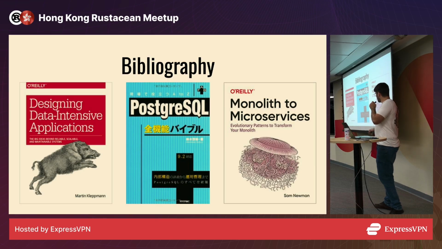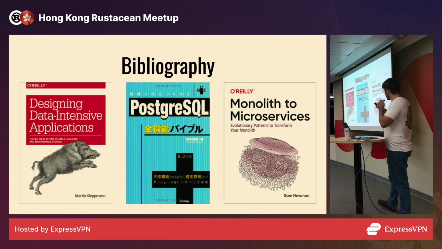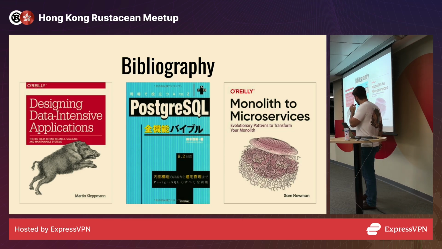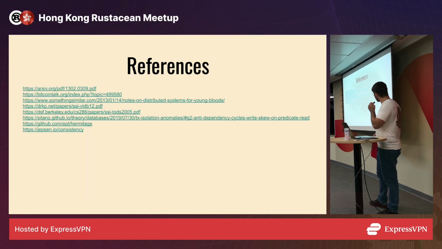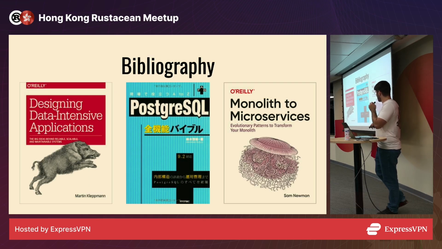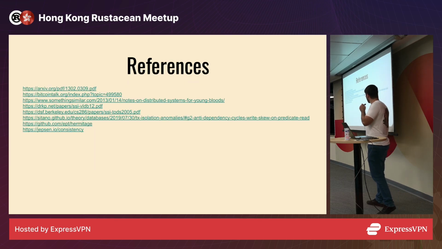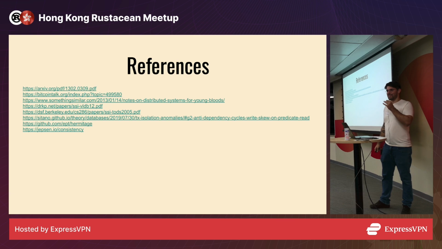These are the books that I used to prepare this presentation overall. The DDIA is really important. I really recommend you all to read this book. Also, the Postgres internals book is really nice if you want to know what's going on under the hood in Postgres. This is the reference, and thank you all very much for listening to me.